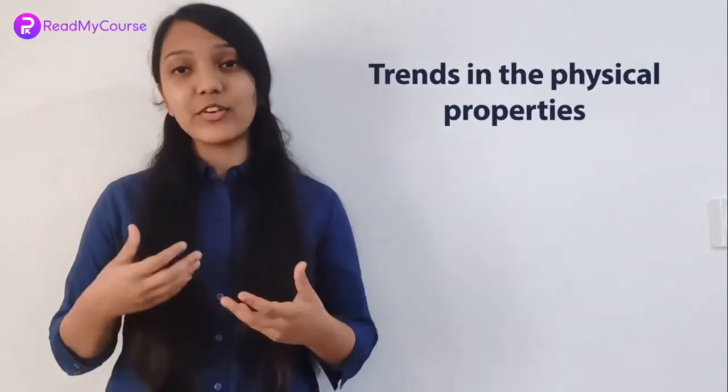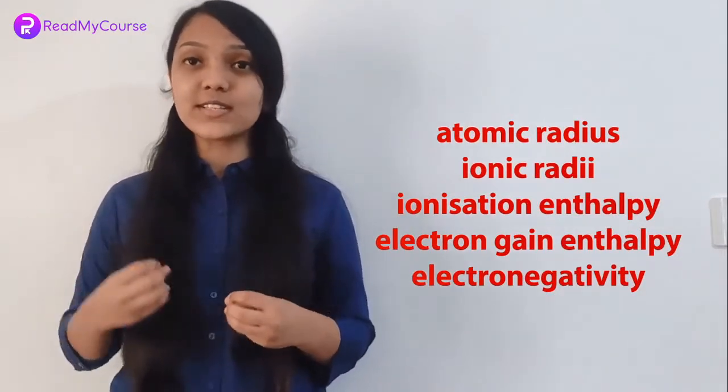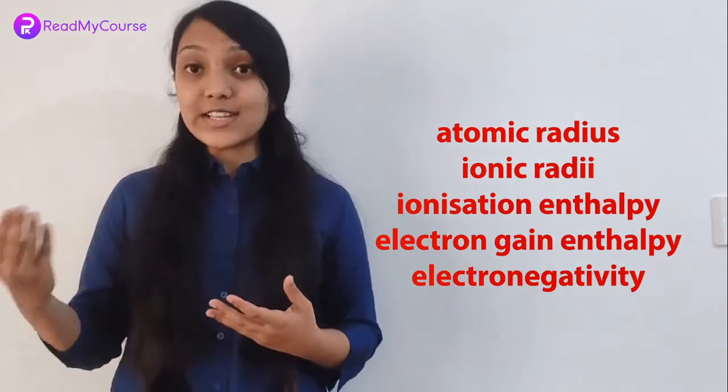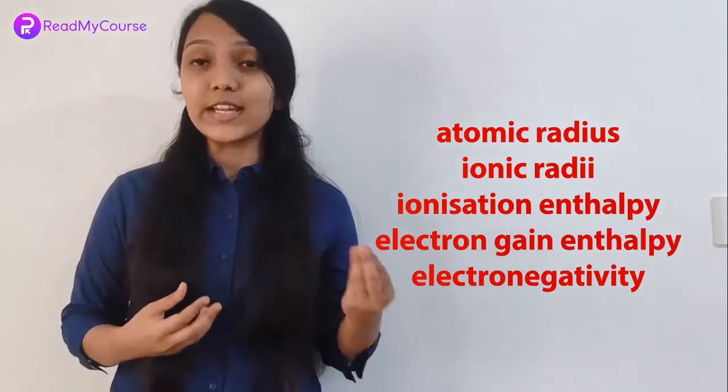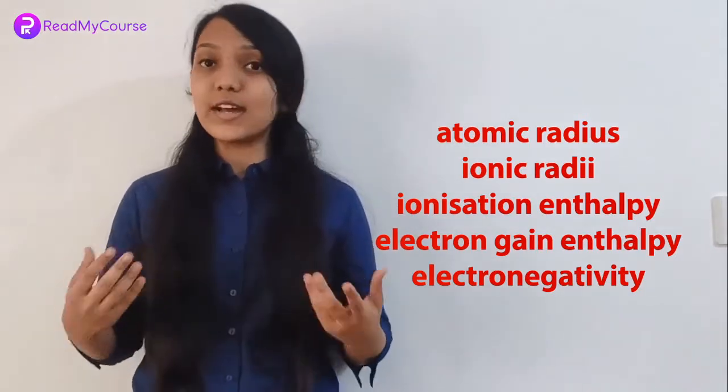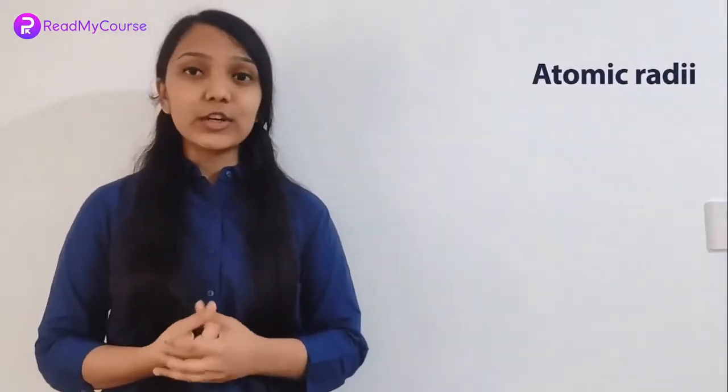Let us discuss the periodic trends in the properties of these elements. First, let us discuss the trends in the physical properties. Physical properties include atomic radius, ionic radii, ionization enthalpy, electron gain enthalpy, and electronegativity. First, let us discuss the atomic radii.